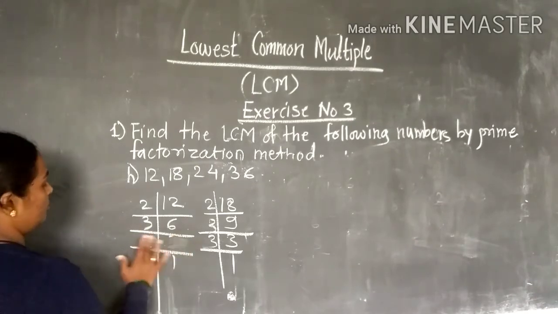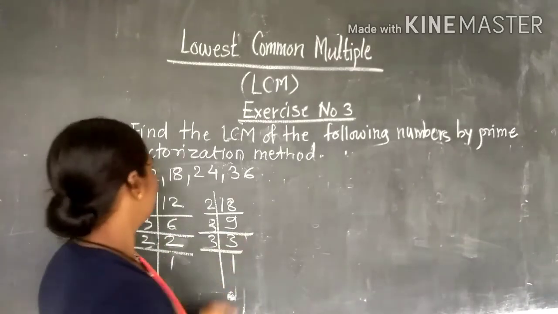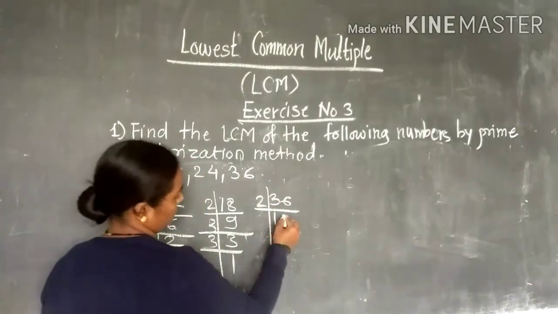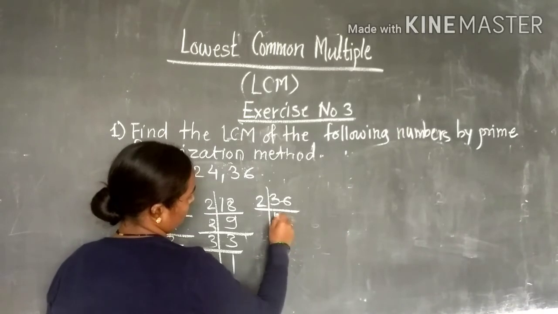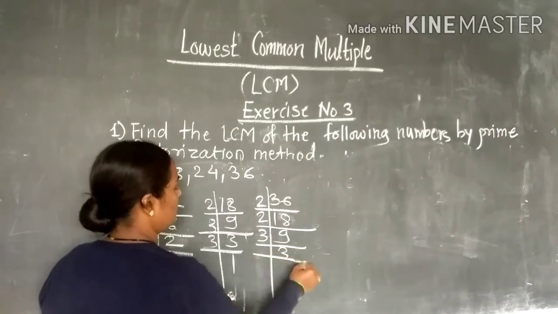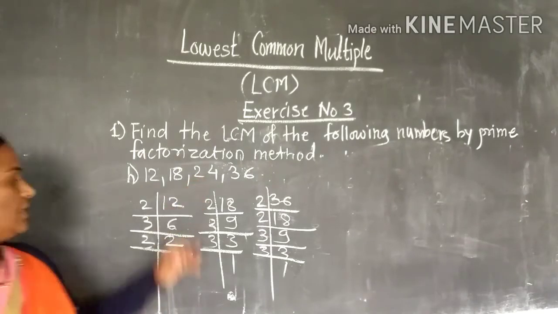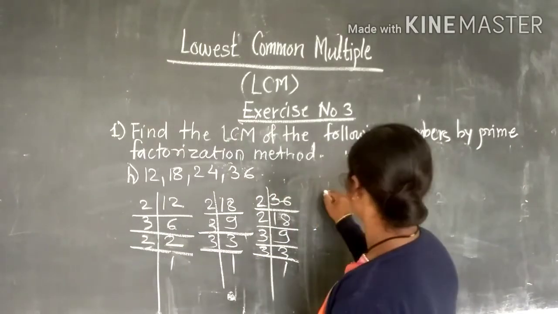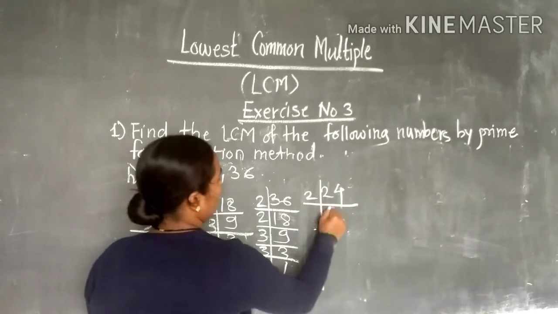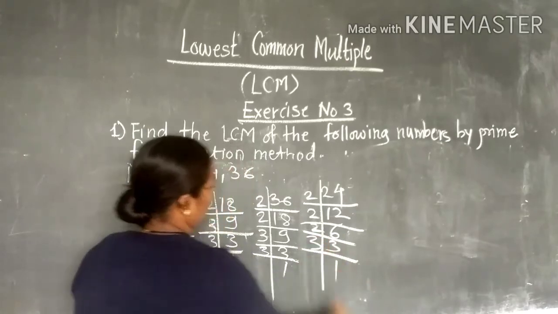Sorry, here I have done wrong. I'm sorry. 3 2s are 6, 2 1s are 2. Next, for 36, 2 18s are 36, 2 9s are 18, 3 3s are 9, 3 1s are 3. So which number is remaining? Yes, 24. So wait for the 24. 2 12s are 24, 2 6s are 12, 2 3s are 6, 3 1s are 3.